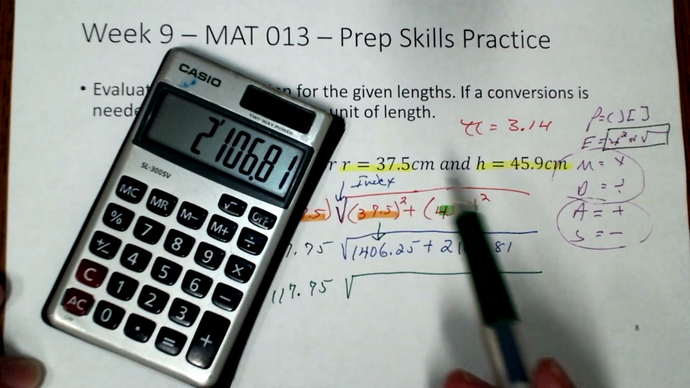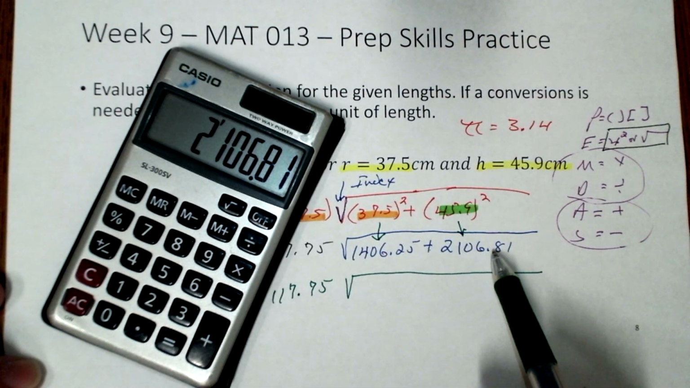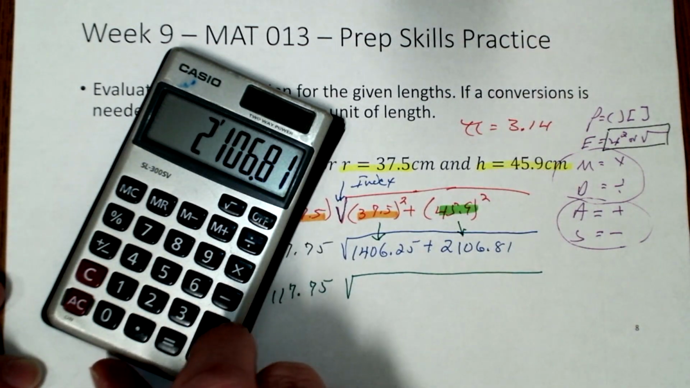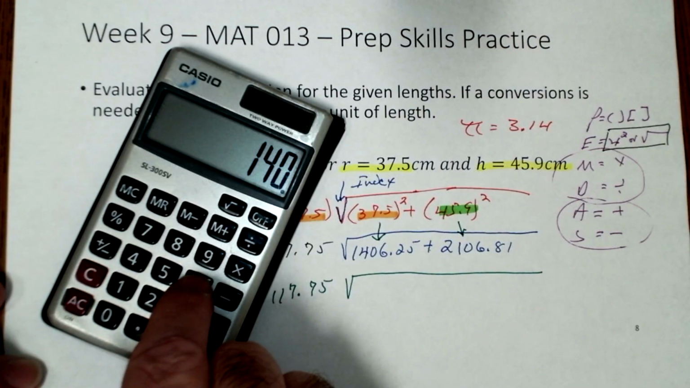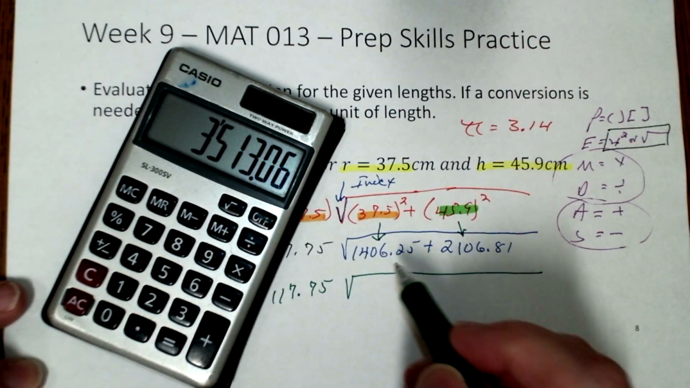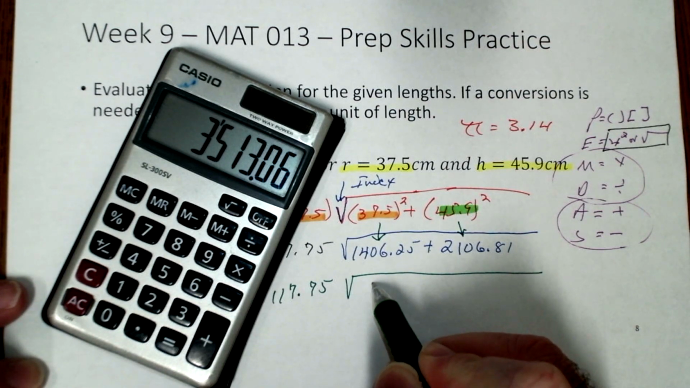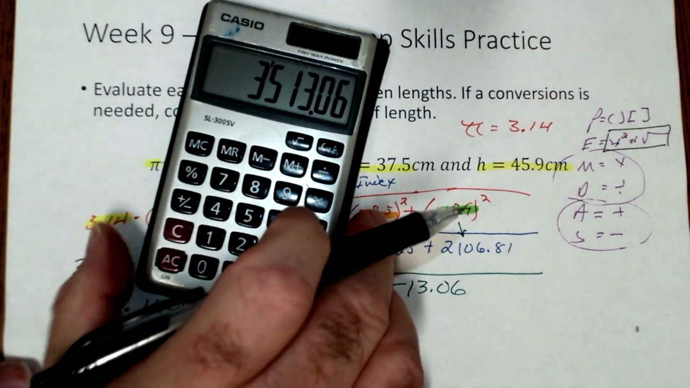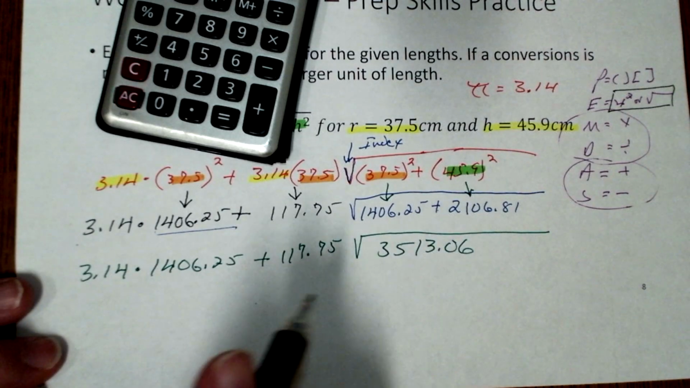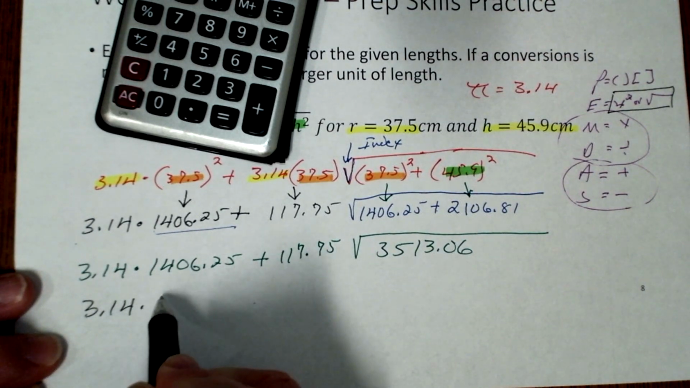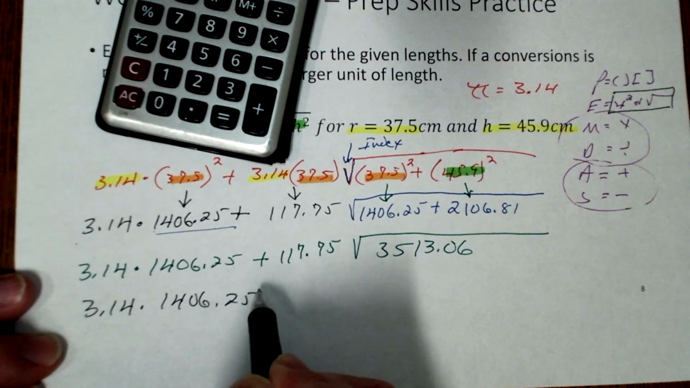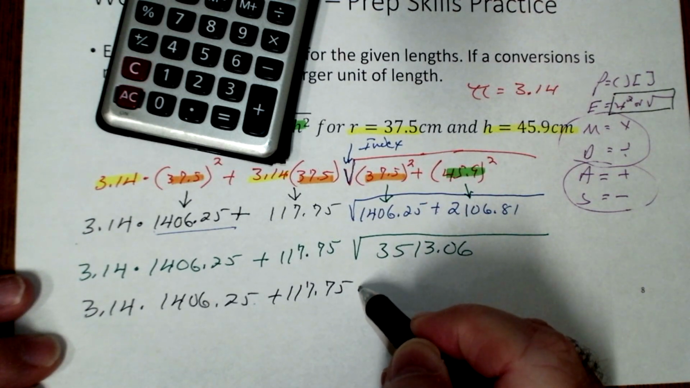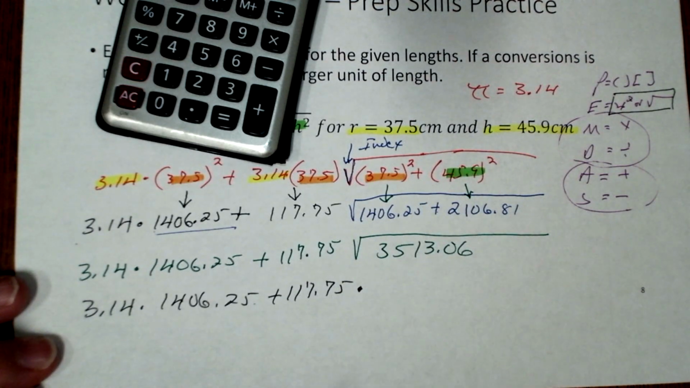So I could clear what's in the calculator for this solution here and then simply type both of these numbers in left to right. Or I can simply leave this value in the calculator and then just add the number to the left. So plus 1406.25. And this is what we come up with for under our radical: 3513.06. All right, so we got that. We'll leave that in the calculator. Let's just go ahead and rewrite the problem again. 3.14 times 1406.25 plus 117.75, times, we'll go ahead and put a times symbol in there, the square root of that number.